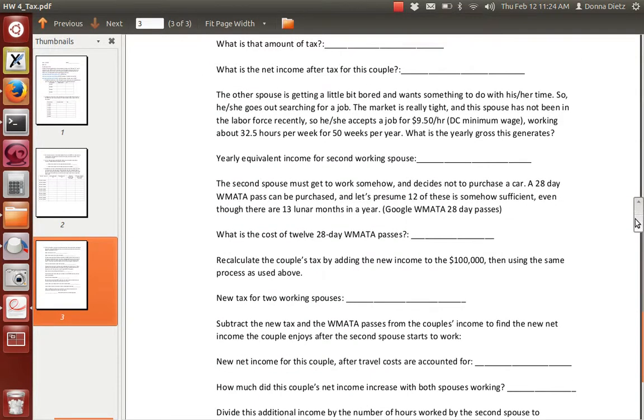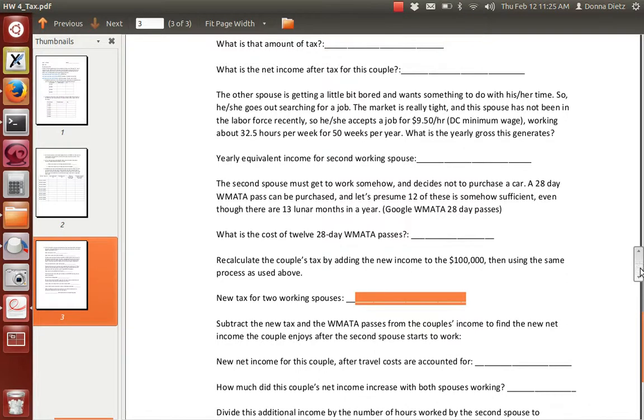And the other spouse, you can read about this, goes out and gets a job, and you figure out the equivalent yearly income for the second working spouse, and you put it here. That's the gross, okay? But we do want to consider the fact that this spouse cannot work without traveling to work, and so I have this little scenario to estimate travel expenses for that second spouse. Now, we recalculate the couple's tax, because now you're going to add 100,000 to this value, whatever that is, and then the two spouses together are making more money.